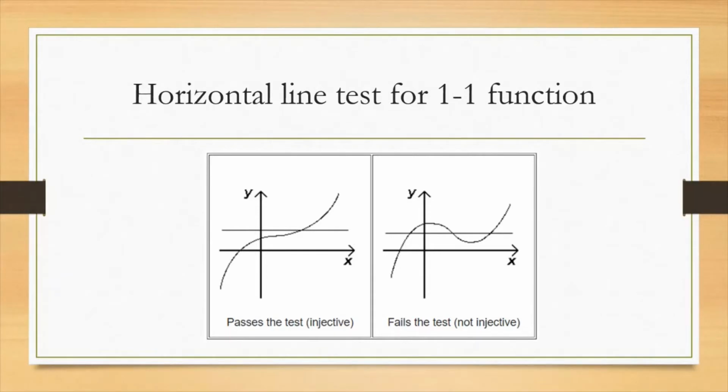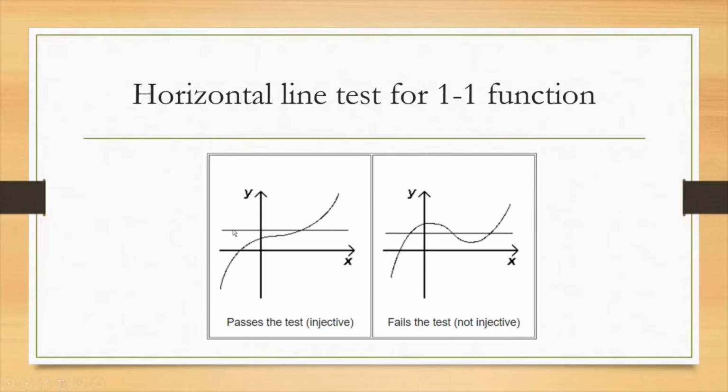Meaning, if we take any line which is parallel to the x-axis, then either it does not cut the curve, or if it cuts, then it cuts at exactly one point, right? So that is called the horizontal line test for a one-one function.